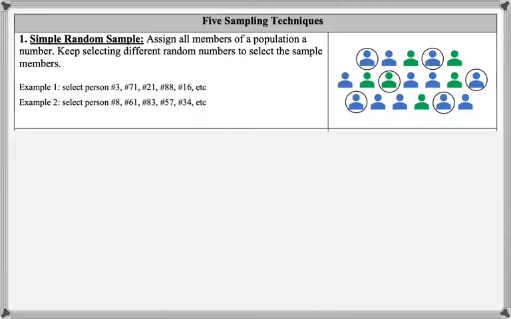So example 1, we select person 3, 71, 21, 88, 16, etc. So those are all random numbers. And then example 2, we are selecting different random numbers. So in our diagram, we are selecting 6 members at random.